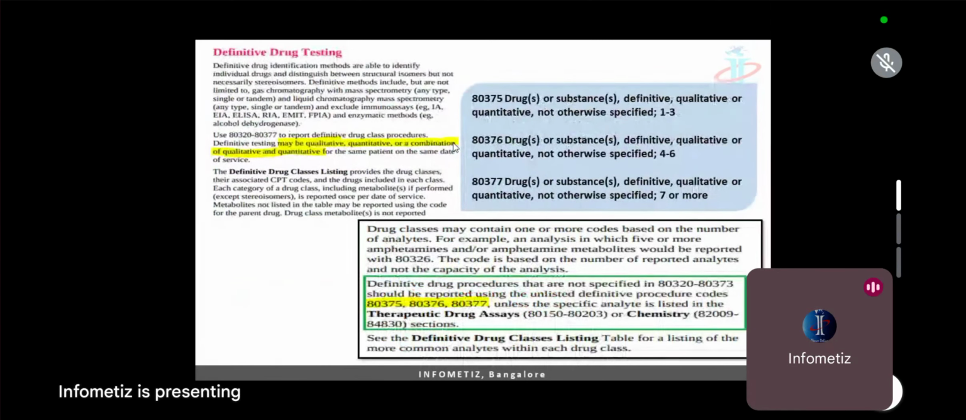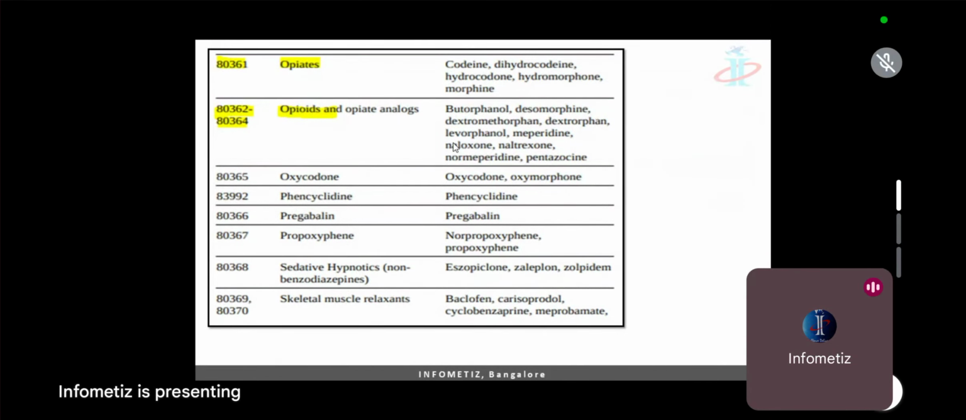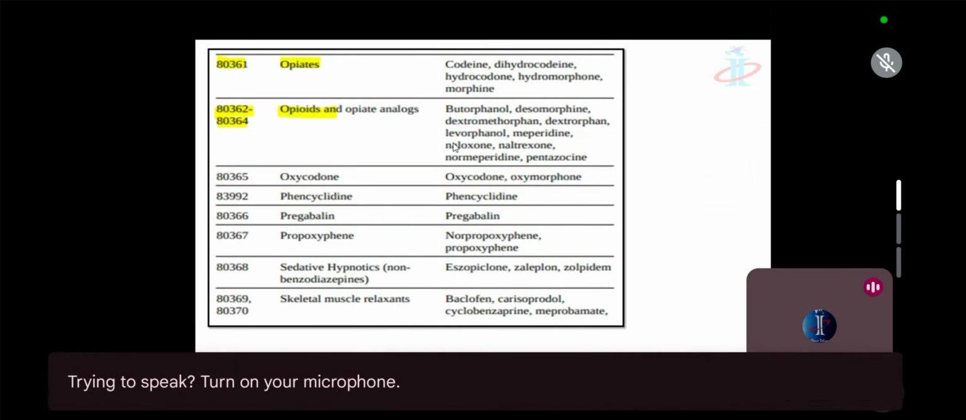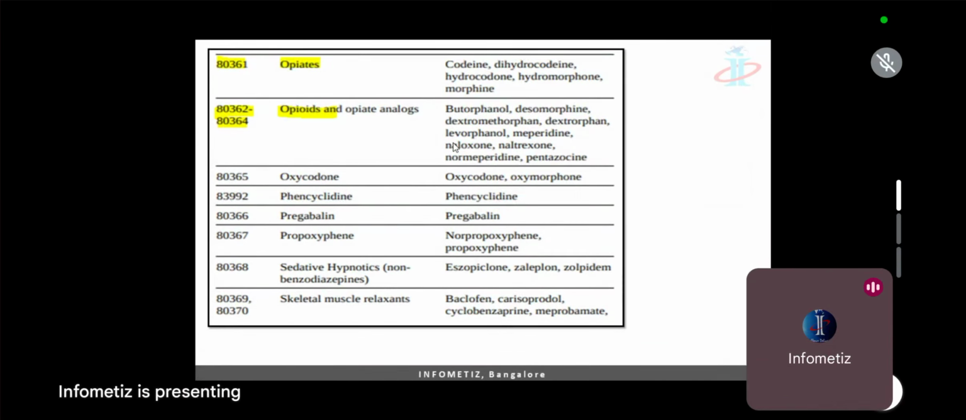Okay, so that we have seen in a definitive drug class screen. This table I was talking about. If anyone missed, you can see if they are asking a question for codeine, you do not have a direct code for codeine. You have to go to 80361. Anyhow, there will be an option. If you are not getting an option, we are not getting the correct code. Come to this table, you will see opiates. Under opiates is a category, right? And then we have a drug name.